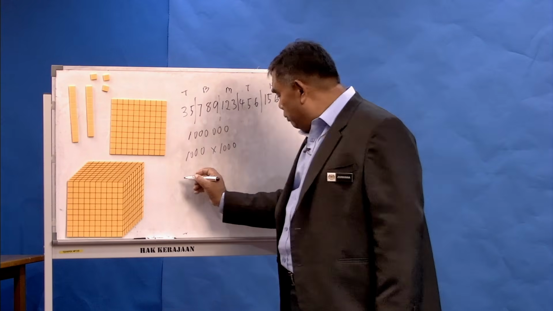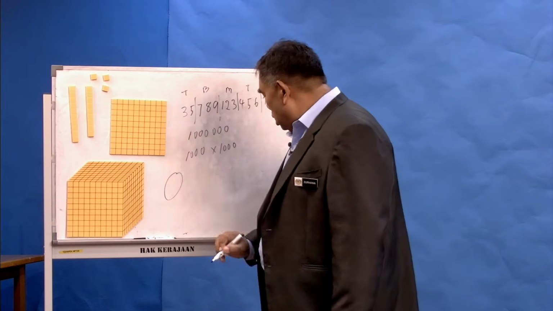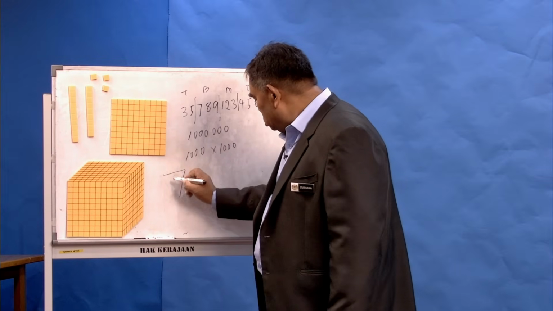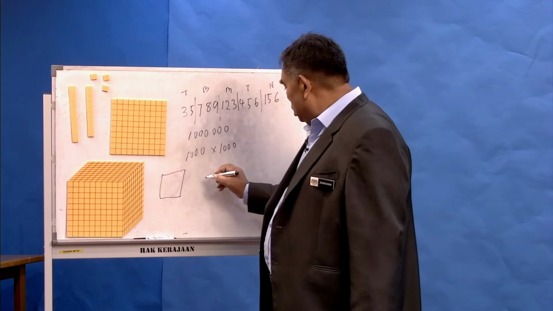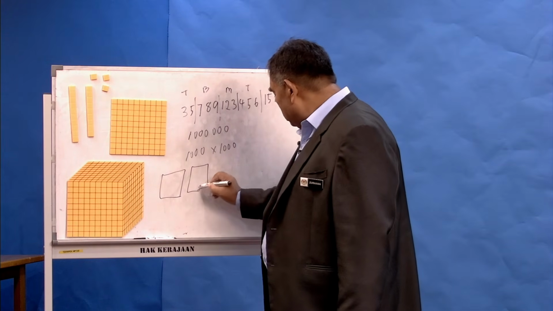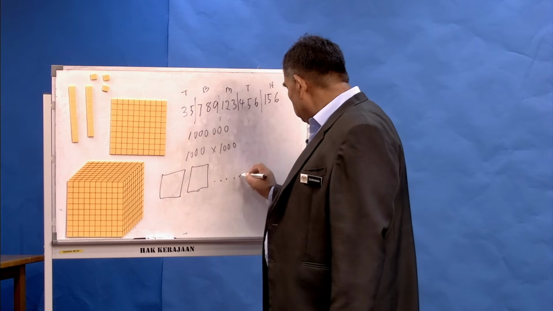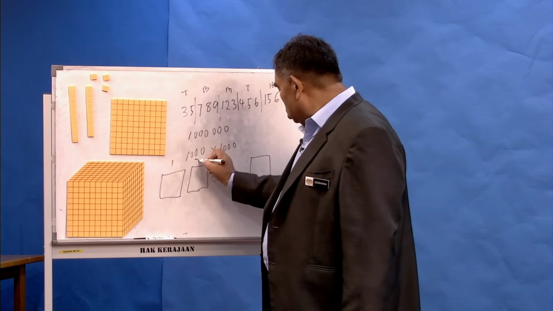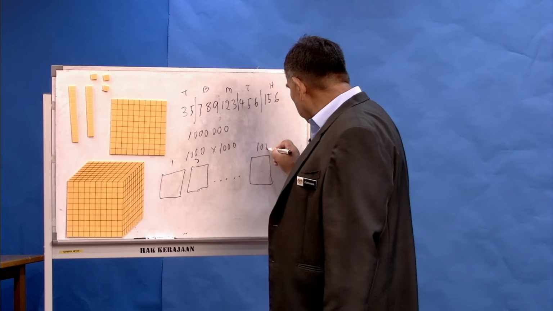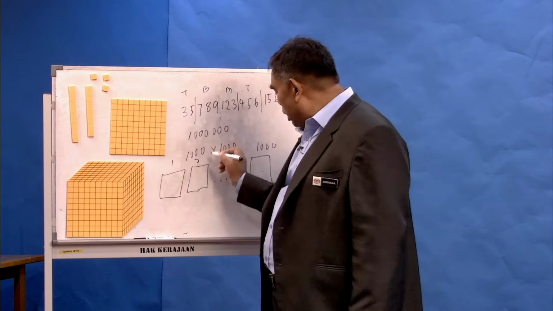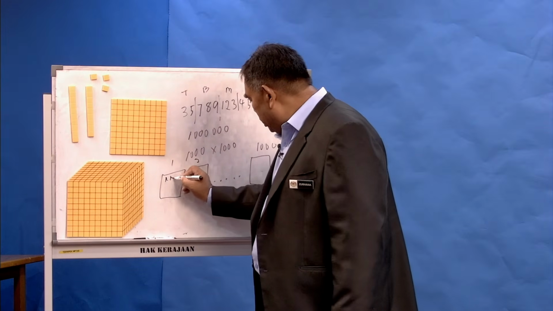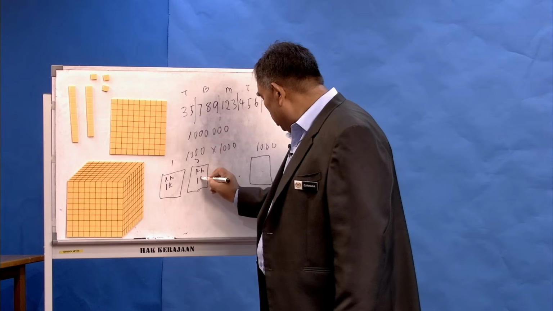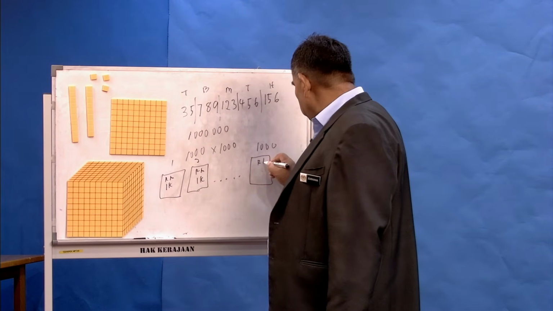It means if I have something like a box, I have 1,000 boxes. Maybe this is box 1, box 2, and the last is box 1,000. In every box, I have 1,000 ringgit.